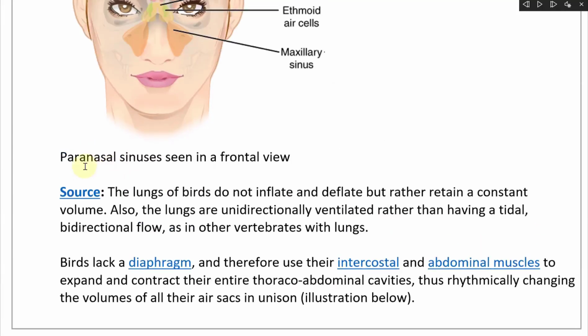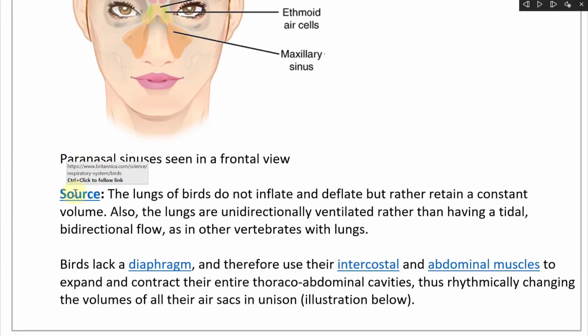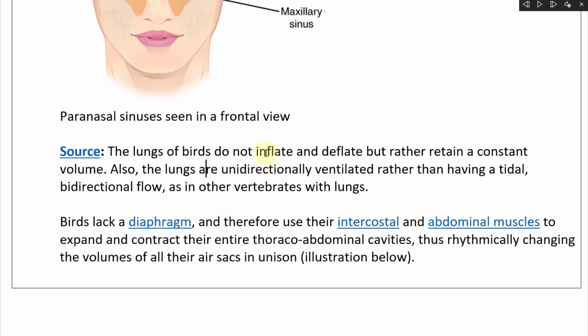So here, this is a source from Britannica.com. Note that the lungs of birds do not inflate and deflate, but rather retain a constant volume. Also, the lungs are unidirectionally ventilated rather than having a tidal, let's see the pronunciation here, tidal bidirectional flow, like in and out, going inwards and outwards, as in other vertebrates with lungs.